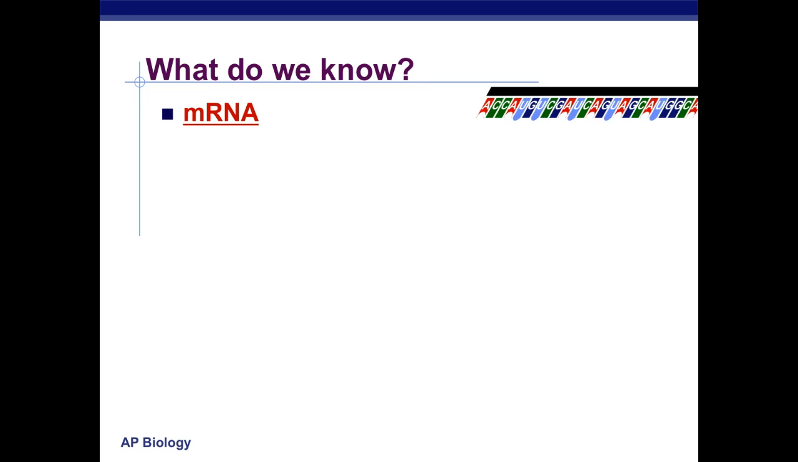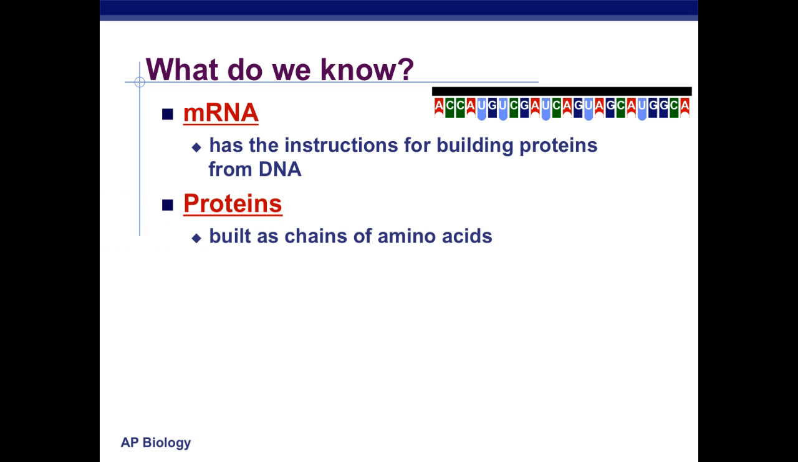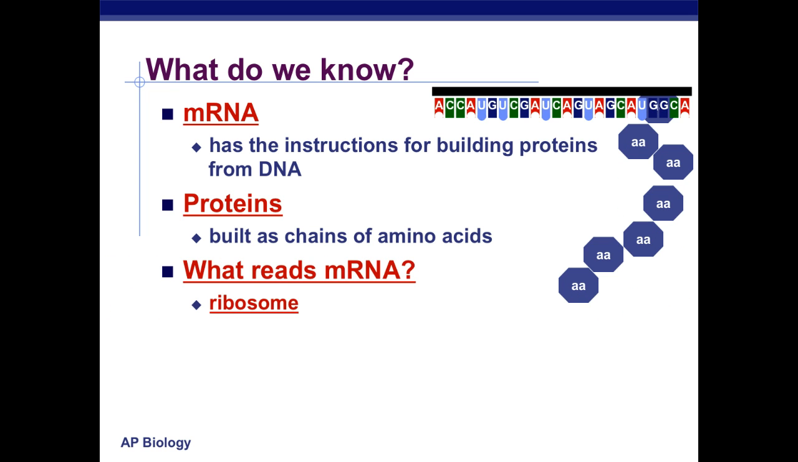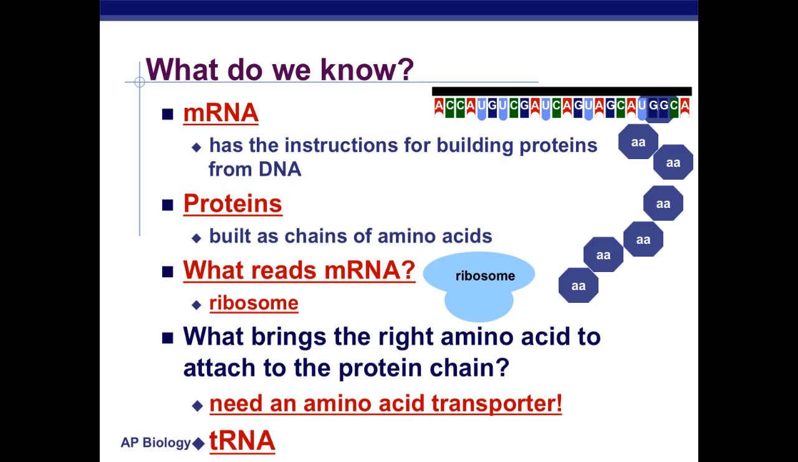So what do we know? We know there's mRNA, which has the instructions for building the proteins from the DNA. We know that proteins are chains of amino acids, or polypeptide chains. And we know that mRNA is read by the ribosome. But what brings the right amino acid to attach to the protein chain? So we need an amino acid transporter, which is our tRNA. T meaning transporter.